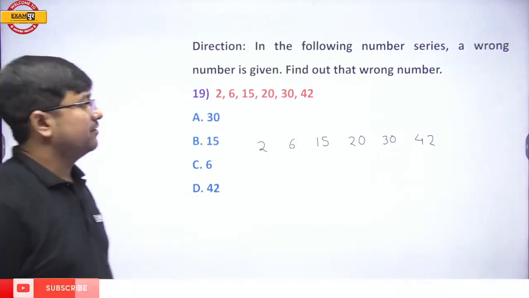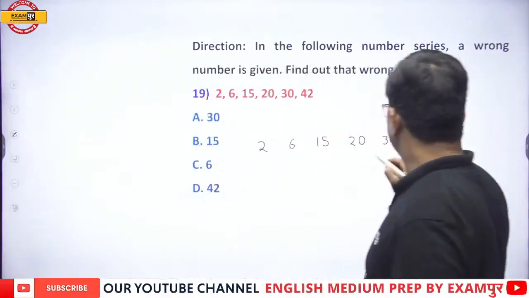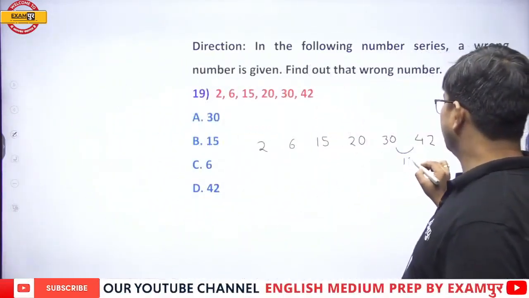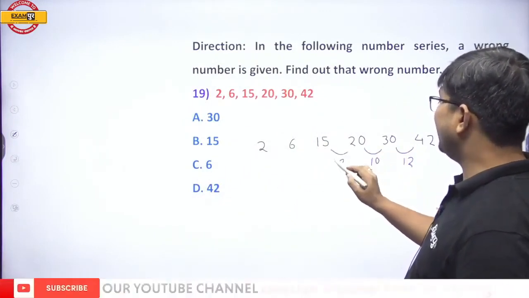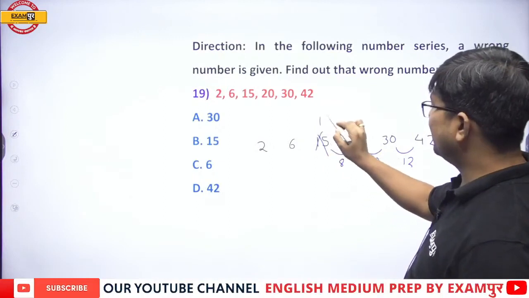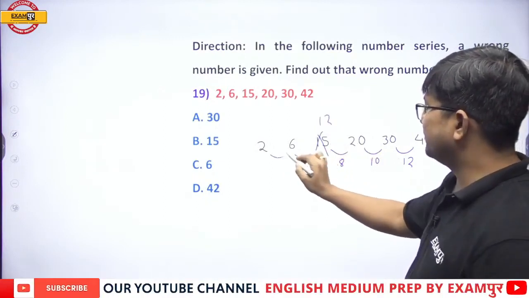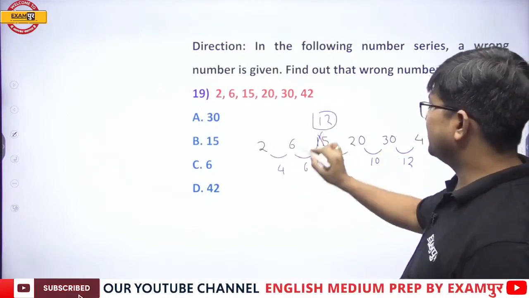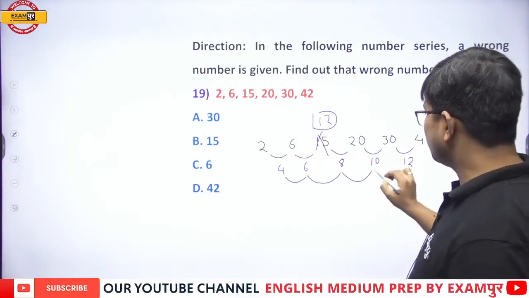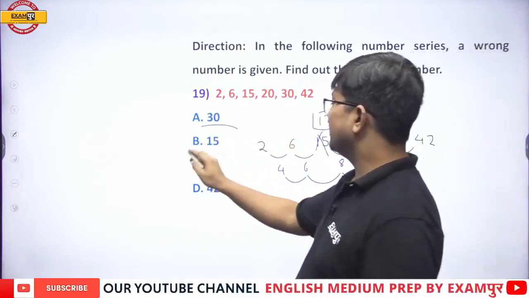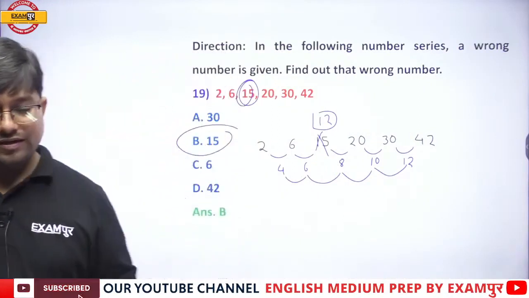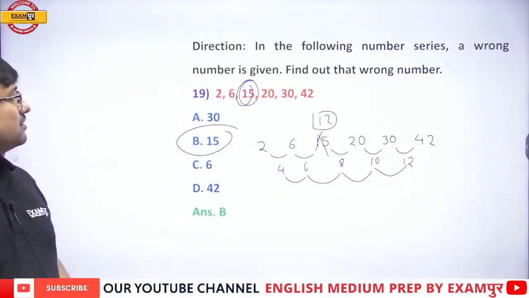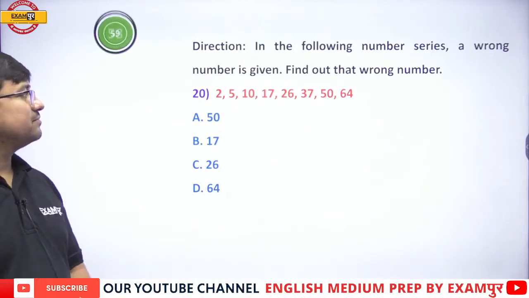Okay, now see what is going on over here. You can see that the difference is 12. Over here it is 10. Over here it should be 8. So this will not be 12. Now this will be 6. This will be 4. So, my dear students, the difference is plus 2, plus 2, plus 2, plus 2. The wrong term is 15. In place of that, 12 should be there. All right, everyone. Next. Solve this one.